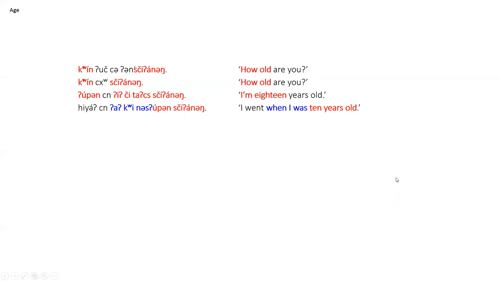To ask how old someone is, you use the word queen, how much or how many, and the possessive pronoun on the word stjaning, year. The question literally means, your years are how many?